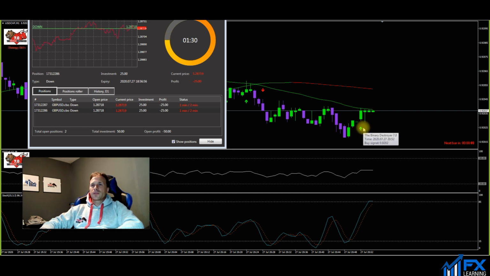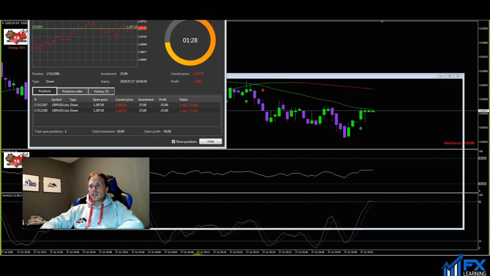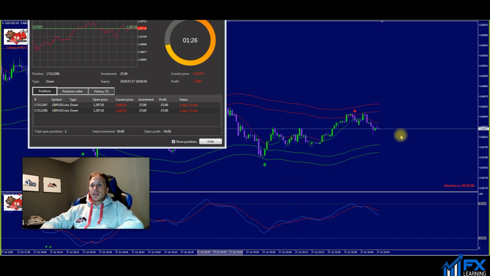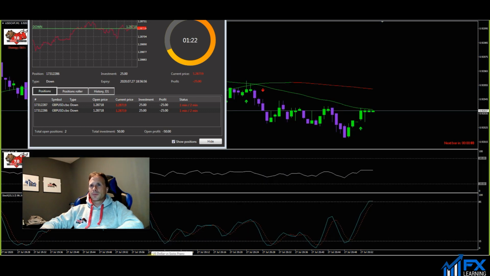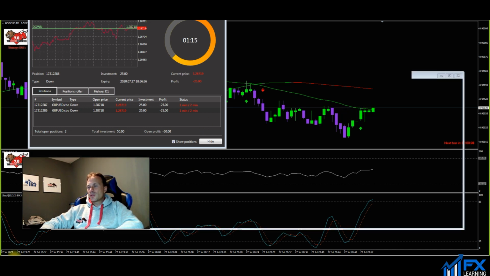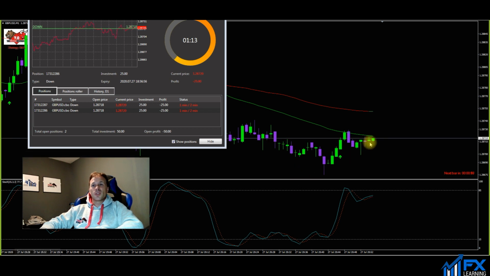So USD CHF's not really doing a lot. NZDUSD was a nice little setup there. There we go. Now we're coming into that zone, which is good. Let me see what GBPUSD is doing. It's still doing nothing at the minute.